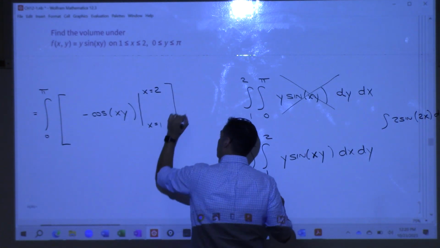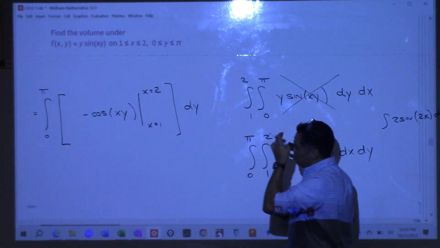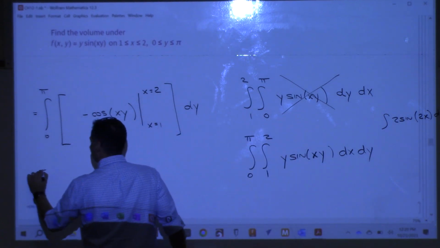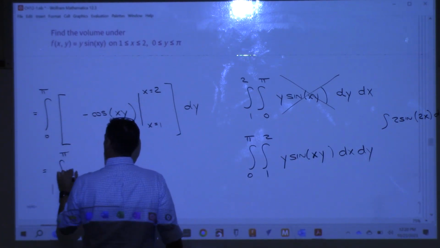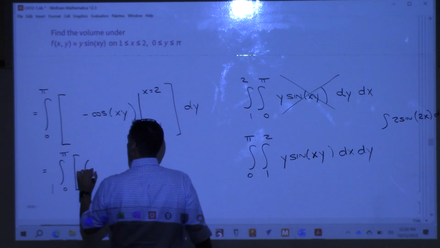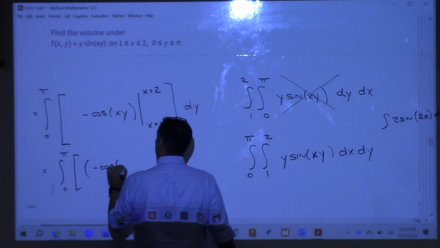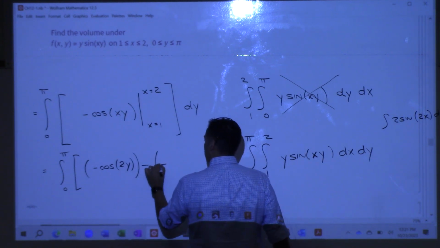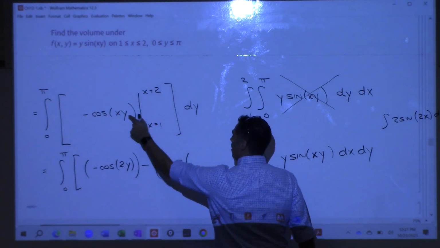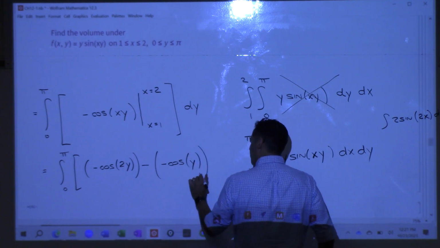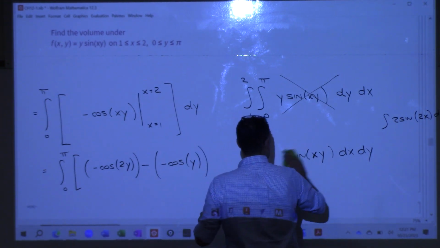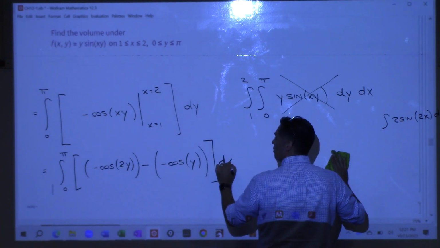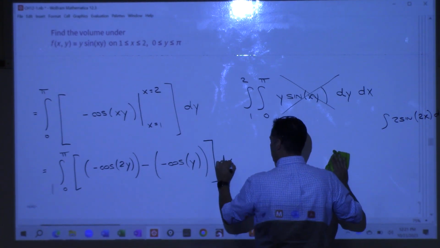And then once I'm done with that, then I'll come in here and I'll go with respect to y. Okay, plug in 2 for x. You get negative cosine of 2y, and then subtract from that negative cosine of plug in 1, y. Once we're done with that, we'll go with respect to y.